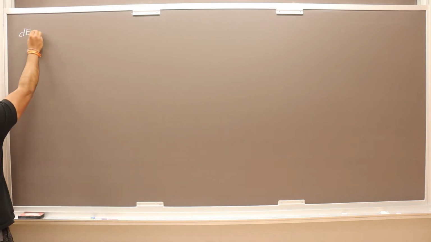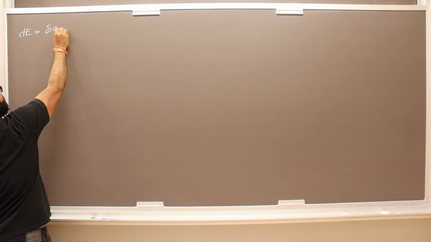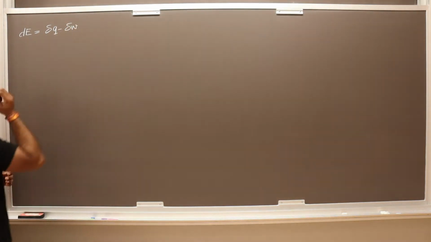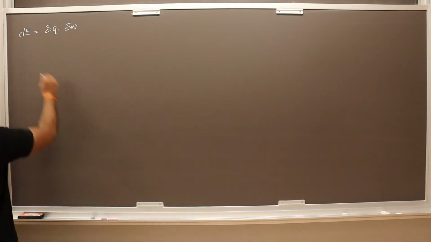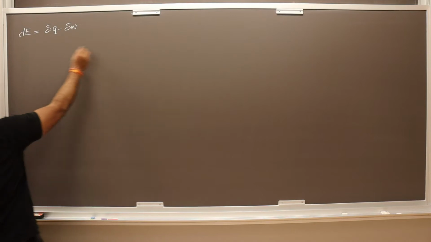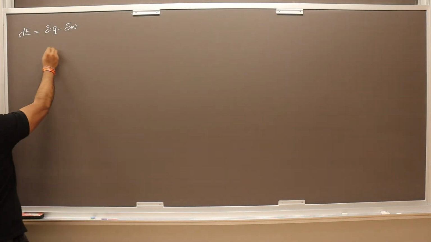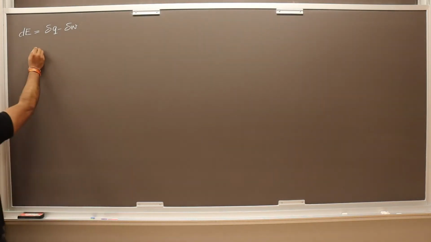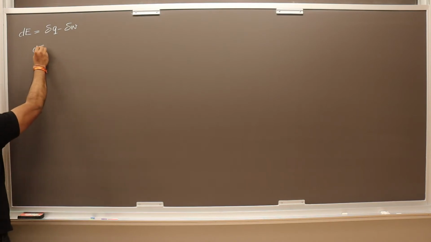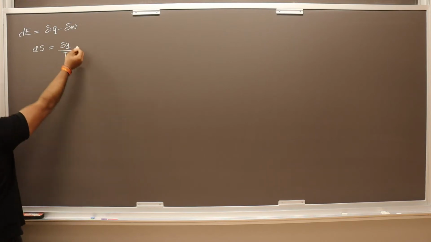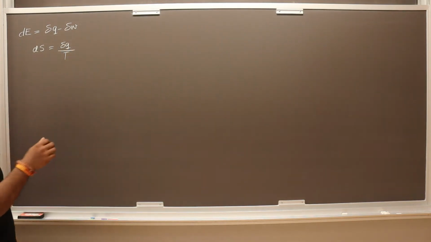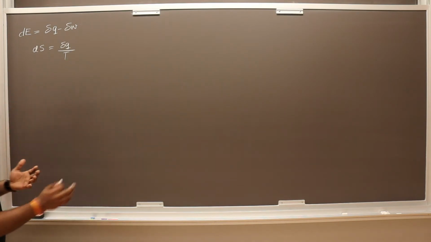So we know the first law is dE = dq minus dw, and we have to keep in mind the sign conventions. Expansion is positive work in here. So this is the first law, and with the second law we know dS is dq by T for an irreversible process, okay?